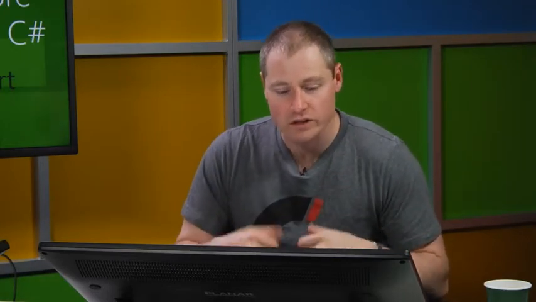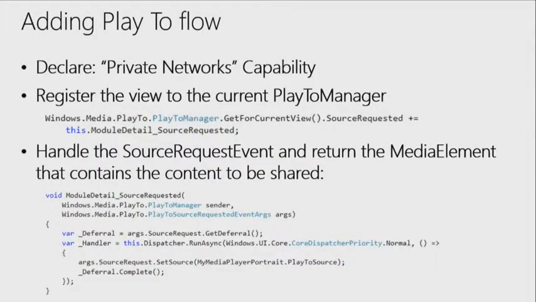Once we've received the source request event, we now need to return a media element. And that media element already has to be bound to a source, already has to be playing media. No. A media element is a XAML element. It's a XAML control. It's right there in the tags. You've already got it in your toolbox. You're using it to show video. You can use it to show images. You can certainly use it to play sound or a mixture of all those.